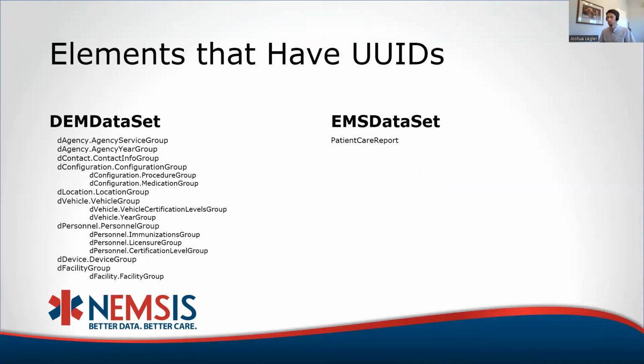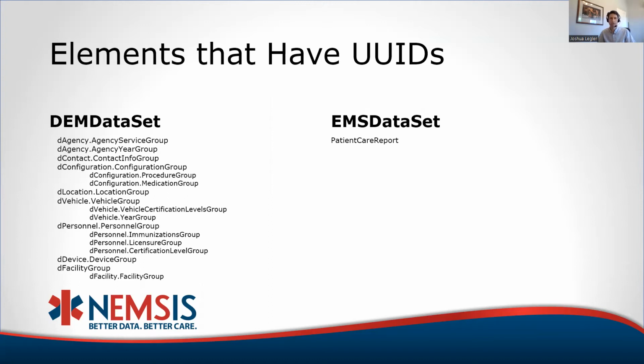Okay, these are the elements in the NEMSIS standard that have UUIDs attached to them. And in a minute, we're going to talk about why we adopted UUIDs in NEMSIS 3.5. But what you'll notice about all of these is that they are, quote unquote, group elements. So you see in the DEM dataset, there's lots of different group elements that have a UUID attribute attached to them.